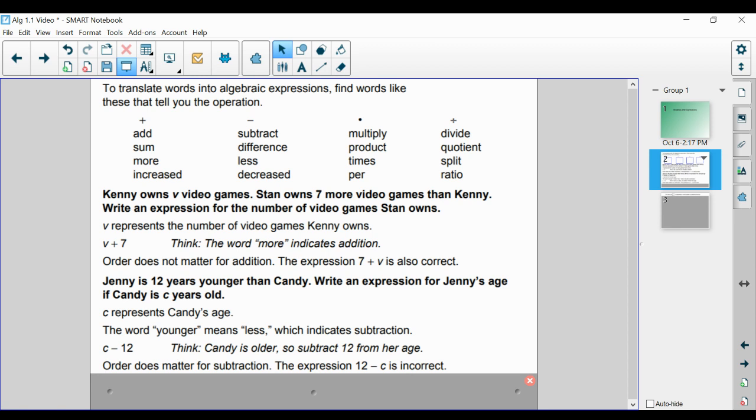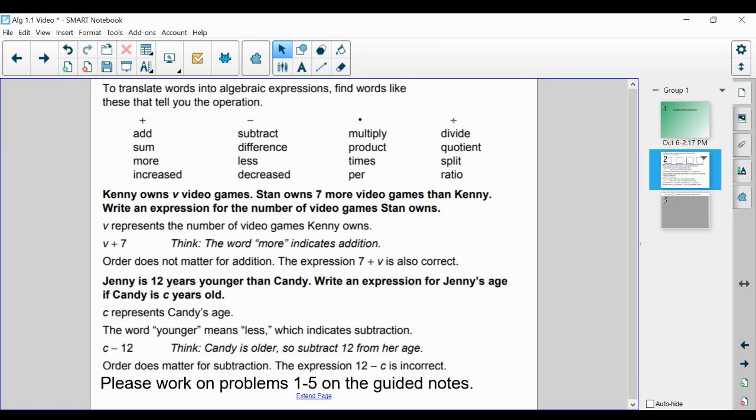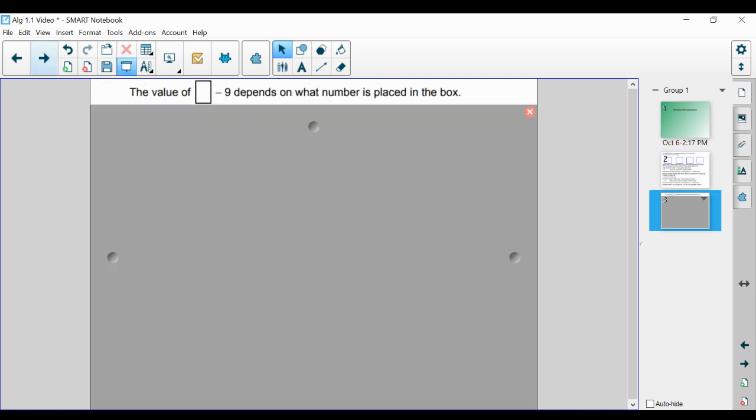Therefore, the expression 12 minus C is incorrect. And if you're like, I don't know, well, let's put it this way. 7 minus 5 is 2. 5 minus 7 is negative 2. So we do not get the same answer. So subtraction, order is important. Awesome. With this in mind, please work on problems 1 through 5 on the guided notes, and then turn them over and resume when you're ready to move forward.